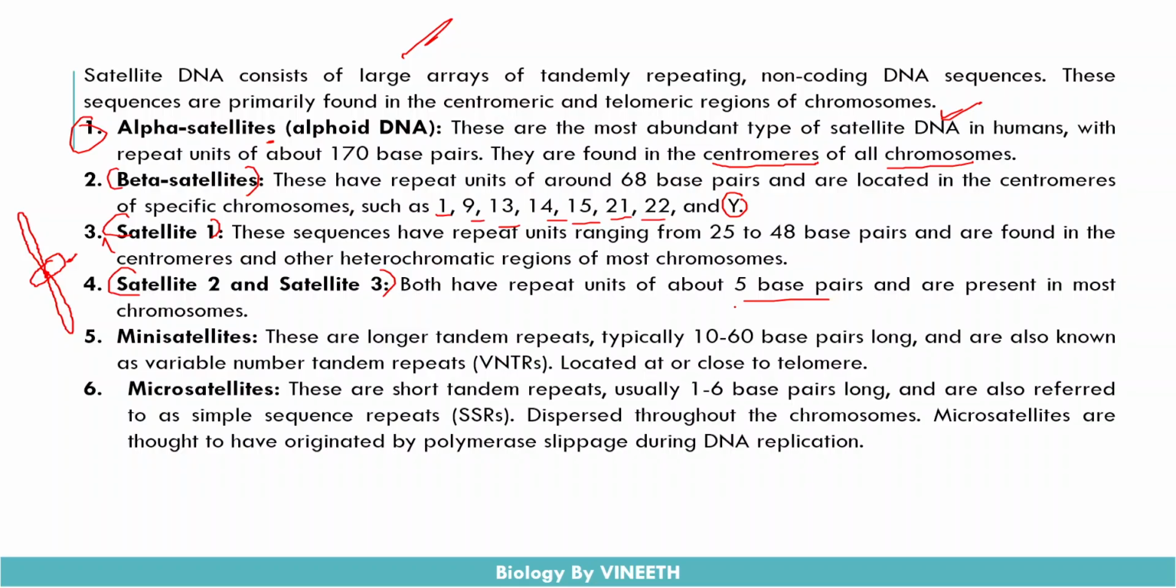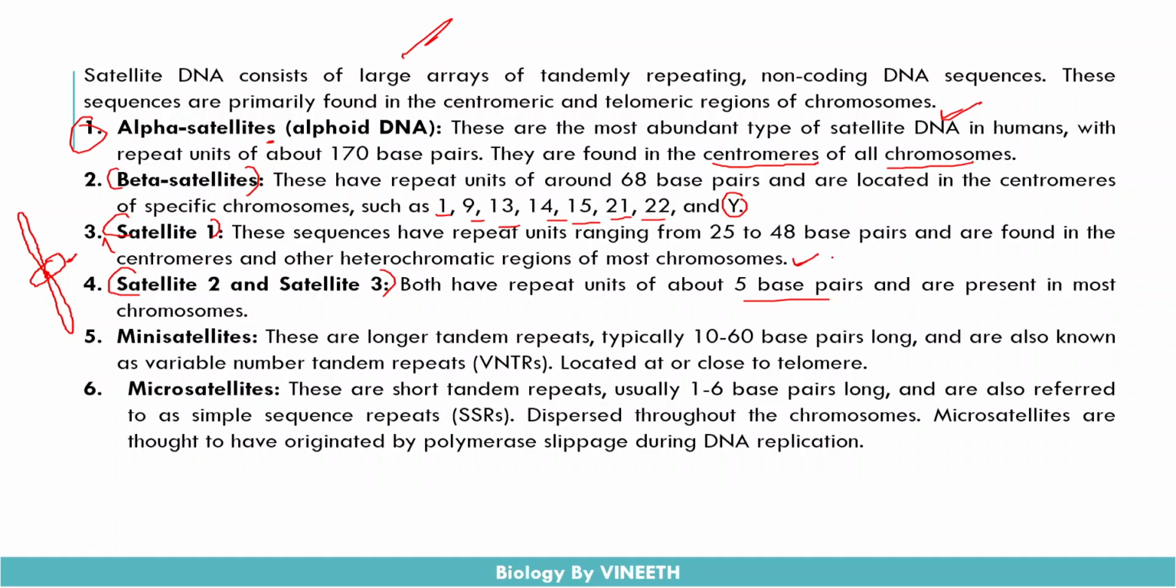These satellite 1, 2, 3 DNA sequences are mostly found in the heterochromatic regions of the chromosomes, which are regarded as the inactive regions. These heterochromatin regions are not involved in transcription or any kind of gene regulation process. So this is called the heterochromatin region, and in it we will be seeing the satellite 1 and 2 DNA sequences.